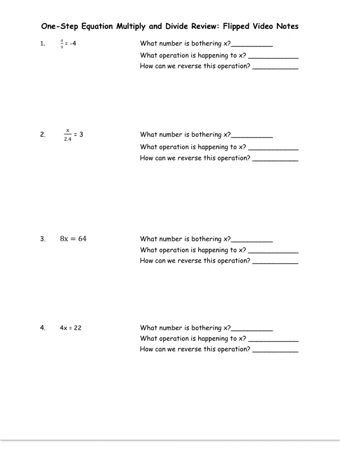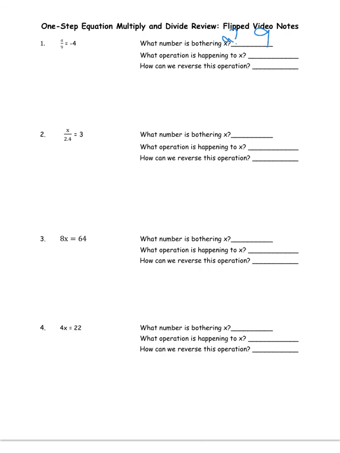Okay, one-step equation, multiply and divide review. So we're going to review how to multiply and divide when it's a one-step equation. So first of all, we're going to ask ourselves the same guiding questions. What number is bothering x? And in this case, it happens to be an a. So I guess what number is bothering a? Sorry about that. And it's the number 9.